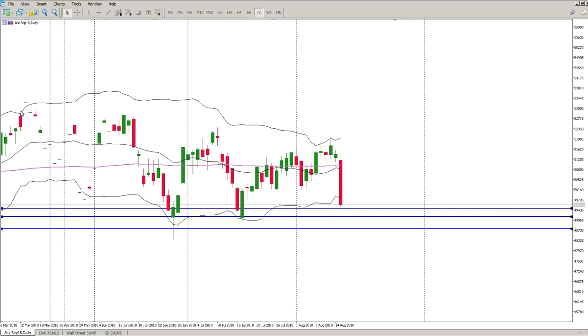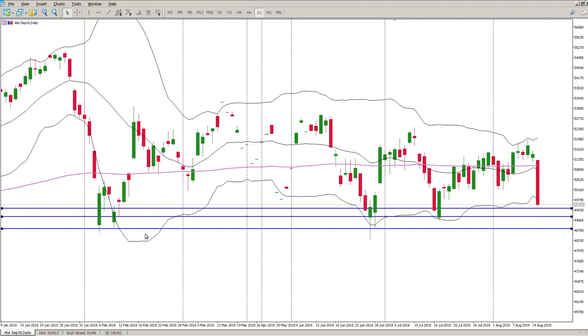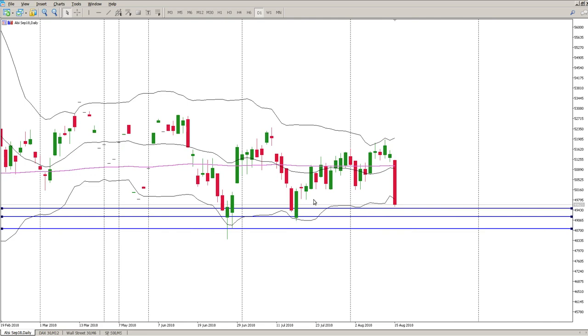Good morning, traders. So how do we trade the Aussie today? So I have these three levels at the downside, which are pretty much off my 4-hour chart. I'll show you that now.